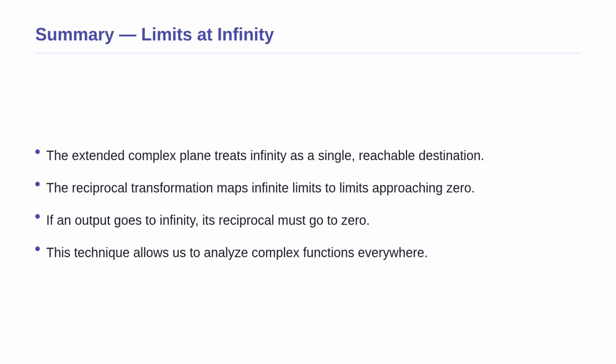We have covered a lot of ground today. Let us review the key takeaways. First, limits at infinity in complex analysis treat the infinite horizon as a single reachable destination on the Riemann sphere. Second, by substituting the variable with its reciprocal, we elegantly transform intimidating infinite limits into simple limits approaching 0. Finally, if a function explodes to infinity, flipping it upside down means it must shrink to 0.